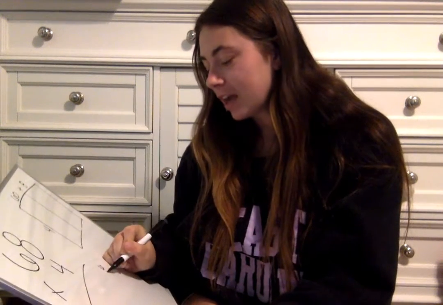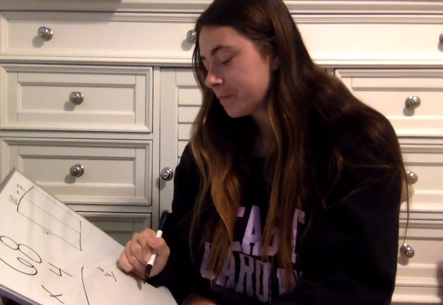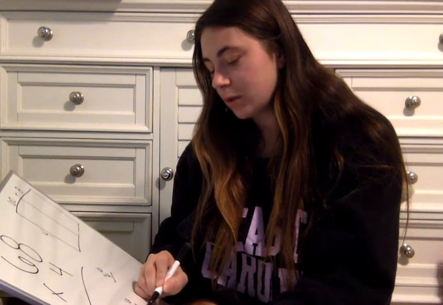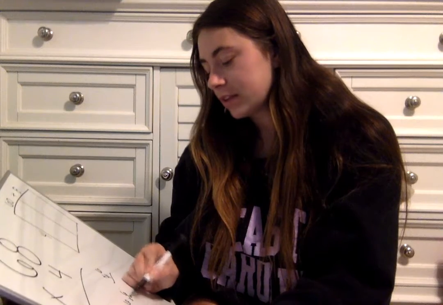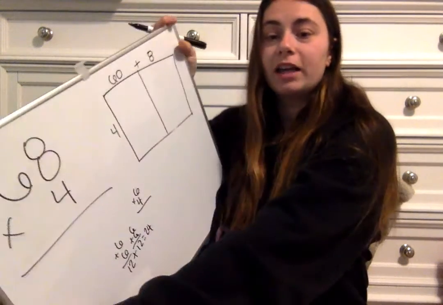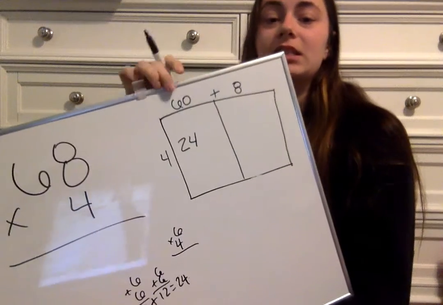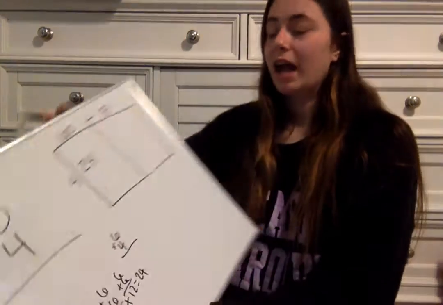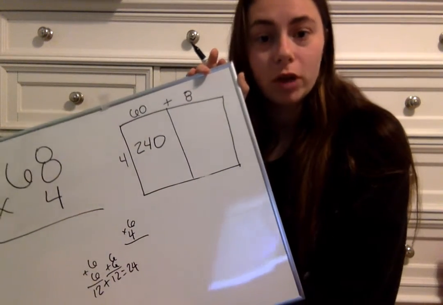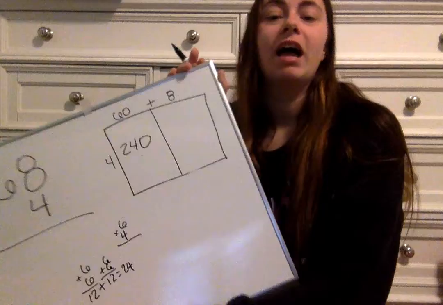Do 6 times 4. So I got 6 plus 6 is 12, and 6 plus 6, 12, add them together, and we get 24. So I can write 24 in for 6 times 4, but then I can't forget about that 0 because this is in the tens place. So I'm going to add that 0 back in, and now I have 60 times 4 is 240. So there we go, that's half of it.